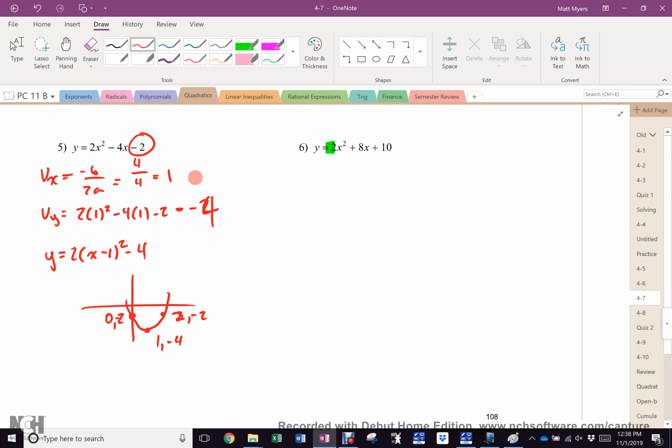Wait, 2 times 1 is 2. It's not 1. 1 squared is 1. Times 2 is 2. 2 minus 4 is negative 2. Minus 2 more is negative 4. All right, are we good?